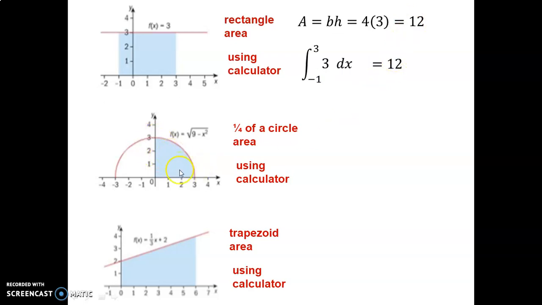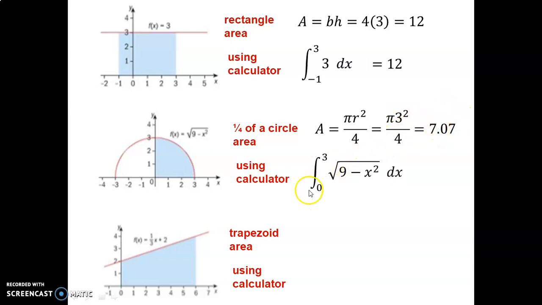This one, we have a quarter of a circle. We know the area of a circle. It's pi r squared. And we have a quarter of it, so divided by 4. And we know the radius of the circle is 3. We can see it here. So pi 3 squared divided by 4 gives us this value here.